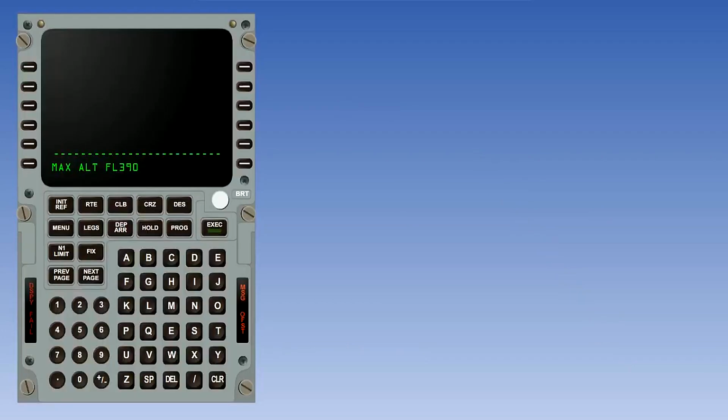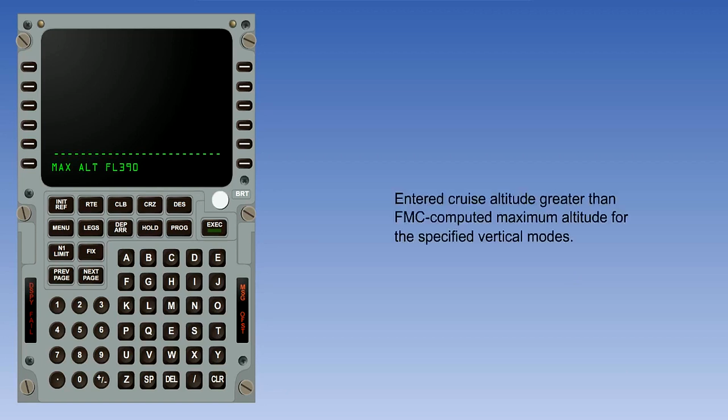By contrast, we have the advisory message max altitude flight level 390. This is because the aircraft is simply too heavy. We have asked for a cruise altitude greater than the maximum attainable at this weight.